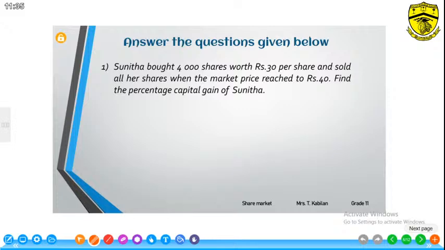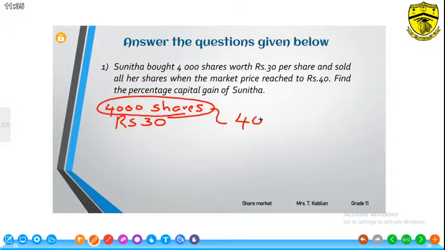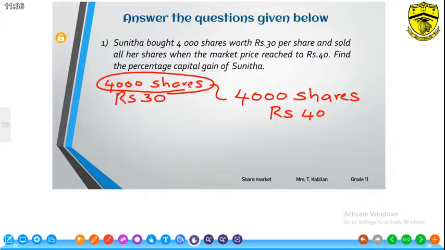First, we write the data of this question. Sunita bought 4,000 shares. The market price of each share is rupees 30. She sold all 4,000 shares when the market price increased to rupees 40. These are the data from this question. First of all, I will do method 1.